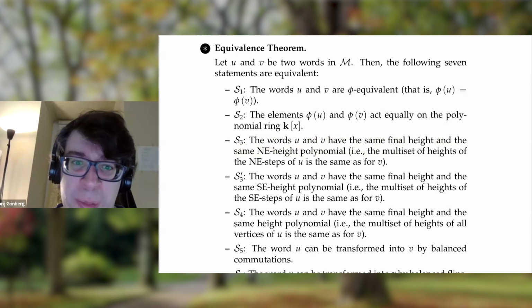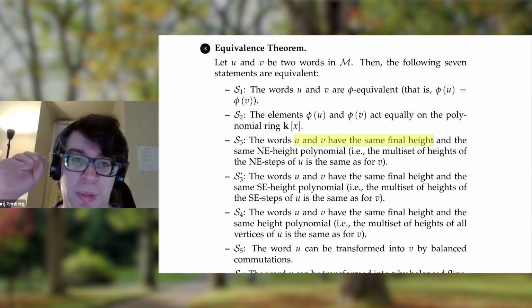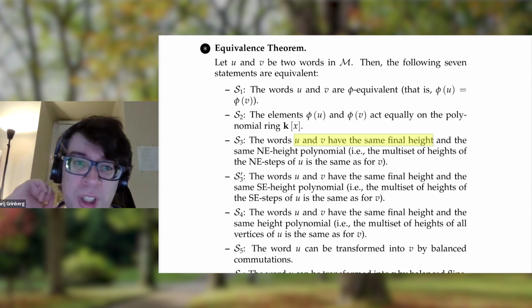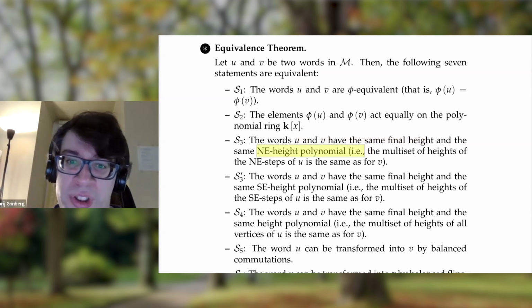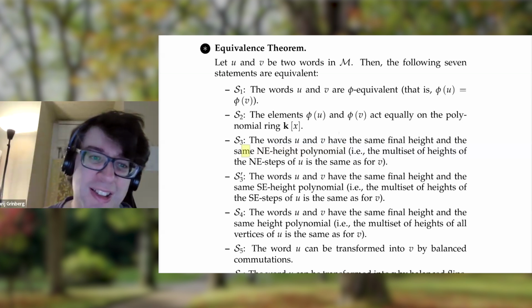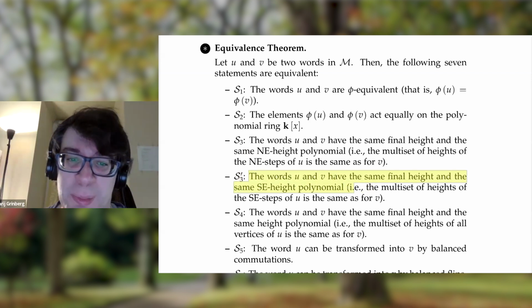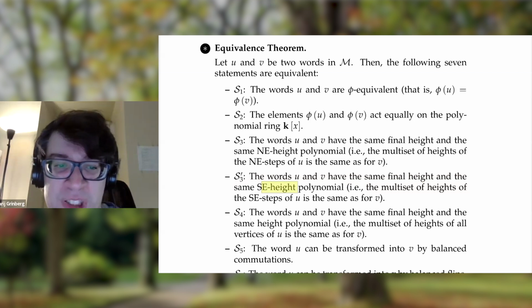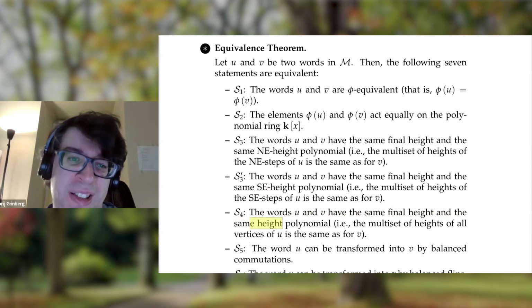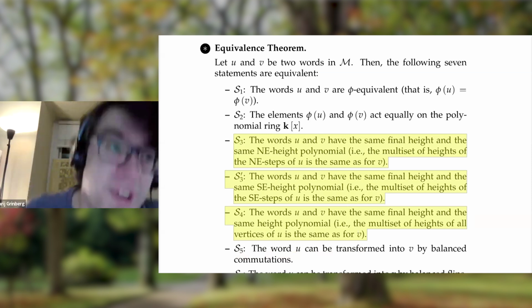The third statement is that the words have the same final height, so they end at the same height, or rather the respective standard paths end at the same height, and the same NE height polynomial. So in other words, the same multiset of heights of NE steps. Then I call the statement S3 prime for obvious reasons. The same statement, but with the SE heights instead of the NE heights. Then the same statement with the heights instead of the NE or SE heights. So basically, you can think of this as the same statement in three different versions.